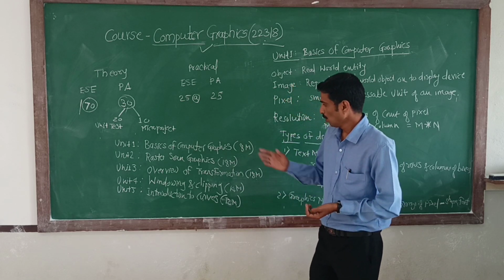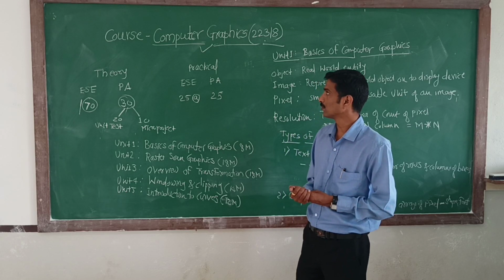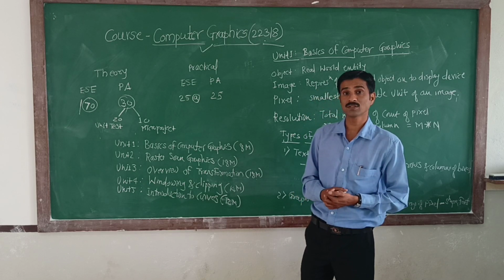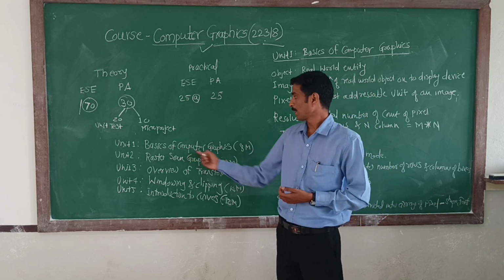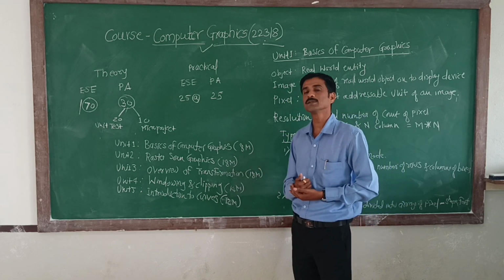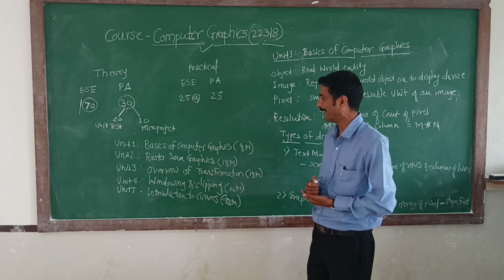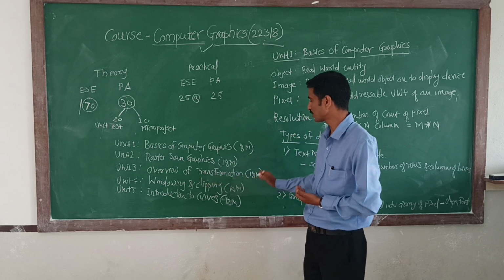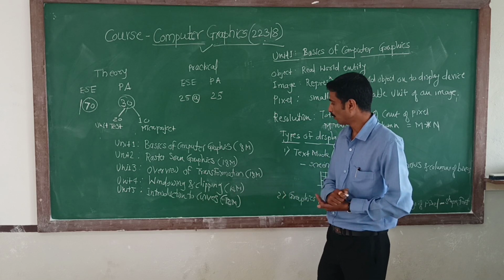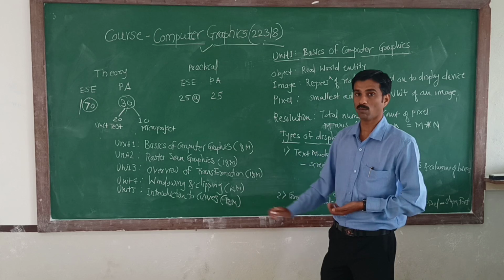Then we will see the units covered in this subject. There are 5 units. First unit is basics of computer graphics. It is for 8 marks. Then unit 2, raster scan graphics, for 18 marks. Unit 3, overview of transformation, for 18 marks. Unit 4, windowing and clipping, for 14 marks, and unit 5, introduction to curves, for 12.